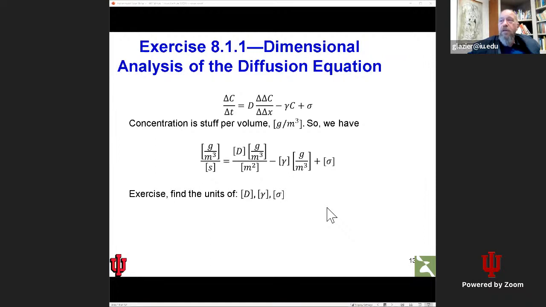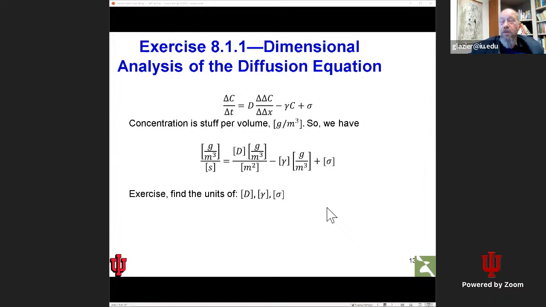So we now have C, concentration, has units of grams per meter cubed. Time has units of seconds. And those square brackets, if you're a chemist, you're used to those square brackets representing concentration. There's another use, which means that square brackets represent the units of the thing inside the square bracket. And of course, if it's Python, the square brackets are a list.